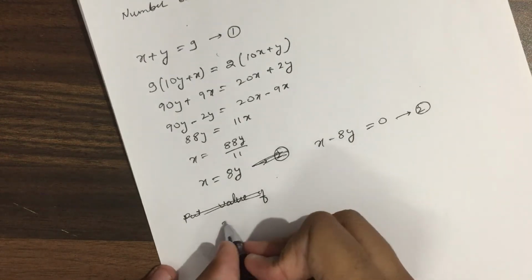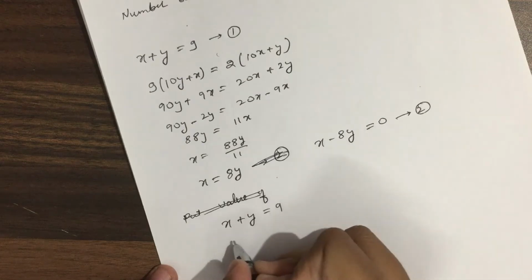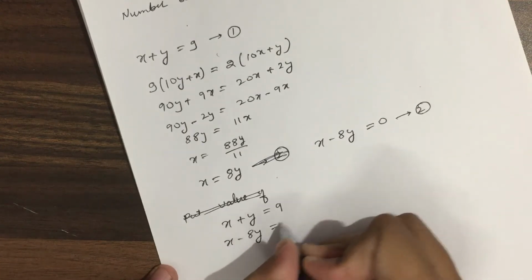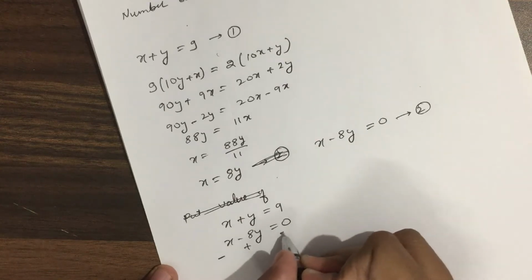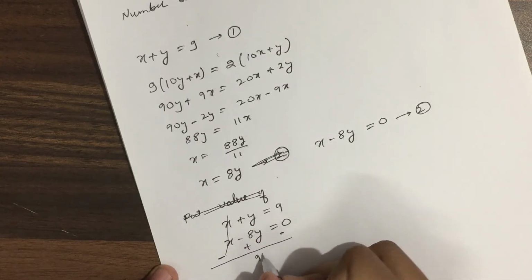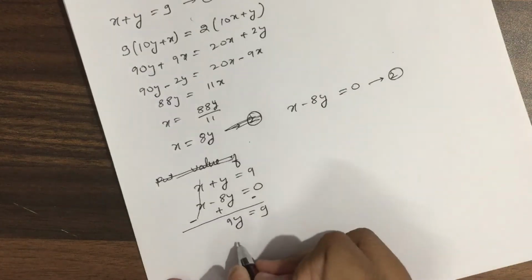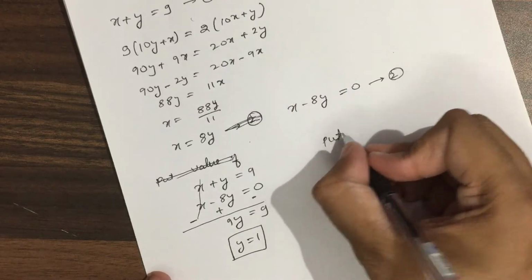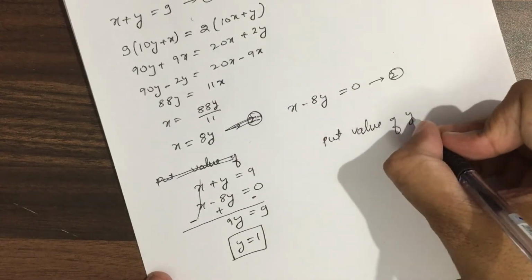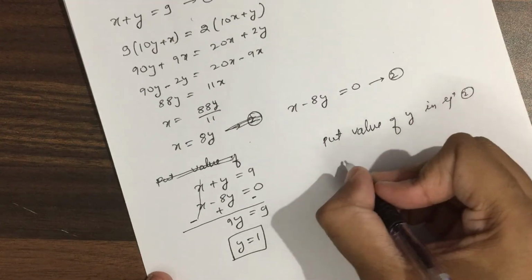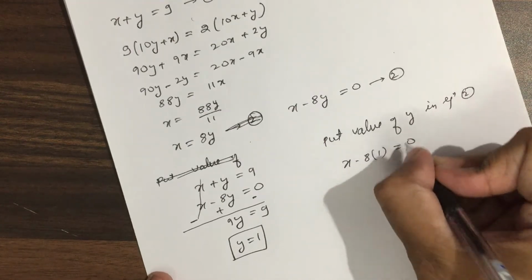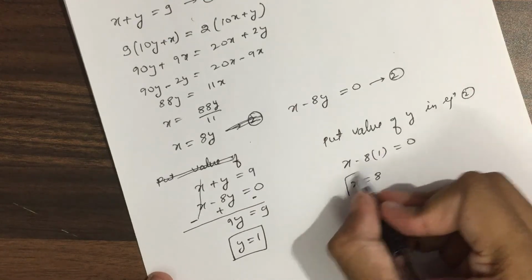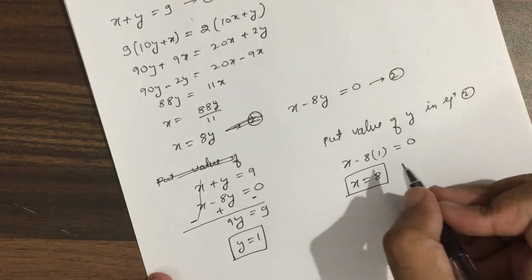Okay. So first equation is x plus y equal to 9. Second equation is x minus 8y equal to 0. Now subtract, minus plus minus. This will be cancelled. This will give you 9y equal to 9, which gives you y equal to 1. Okay. Now put value of y in equation 2. X minus 8y equal to 0. This will give you x is equal to 8. Okay. So now you have value of x and y. So your actual number was 10y plus x.